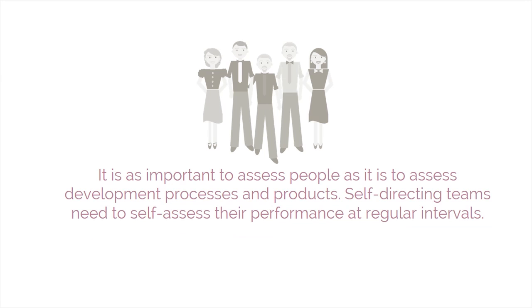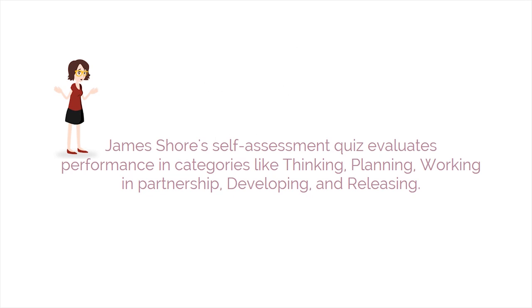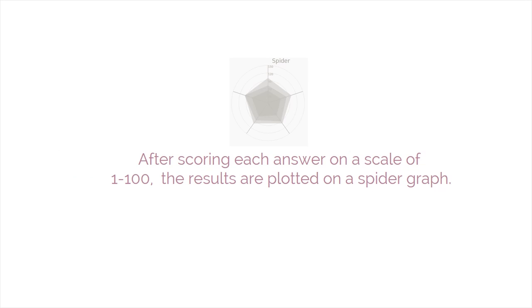Self-directing teams need to self-assess their performance at regular intervals. James Shore's self-assessment quiz, which evaluates performance in categories like thinking, planning, working in partnership, developing, and releasing, is a good way to evaluate the team's performance. After scoring each answer on a scale of 1 to 100, the results are plotted on a spider graph. That brings us to the end of this module.